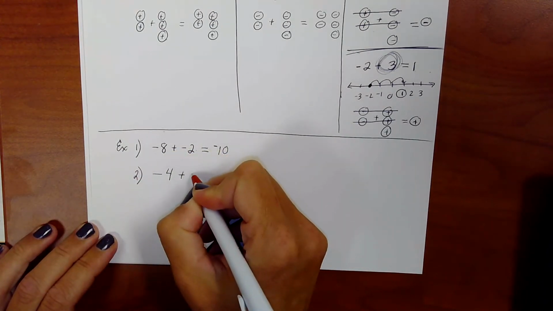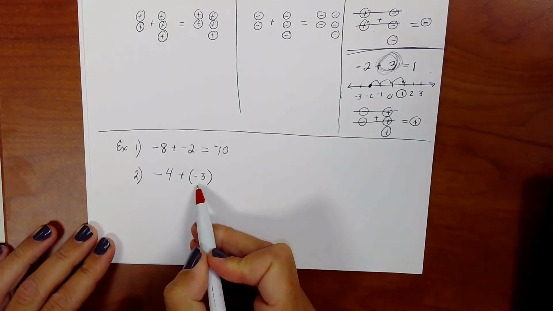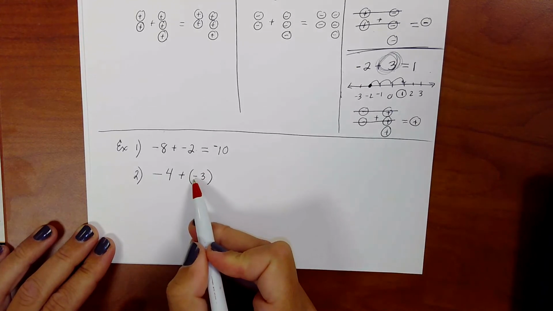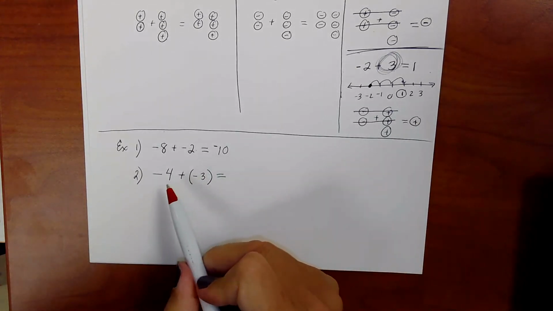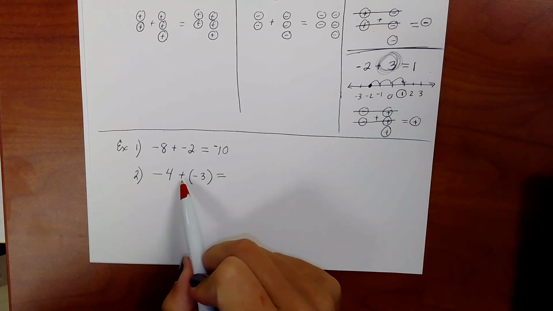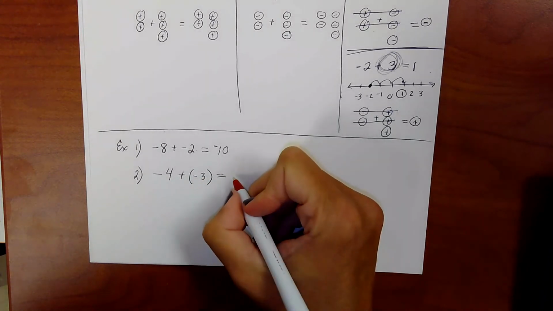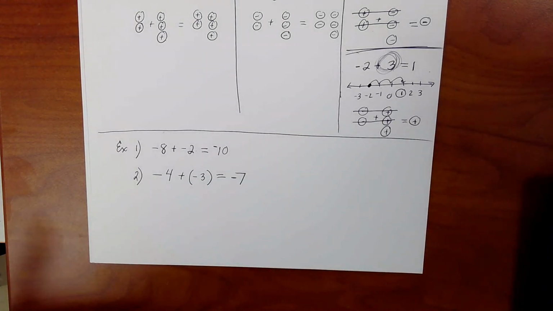-4 plus, the book sometimes does this. It puts the negative number in parentheses. That's just so you can see the negative number. Don't worry about that. All right, so -4 and -3. Are the signs the same? Yes. So we do the same old thing. We add them up. 4 and 3 is 7. They're both negative, so we get a -7.